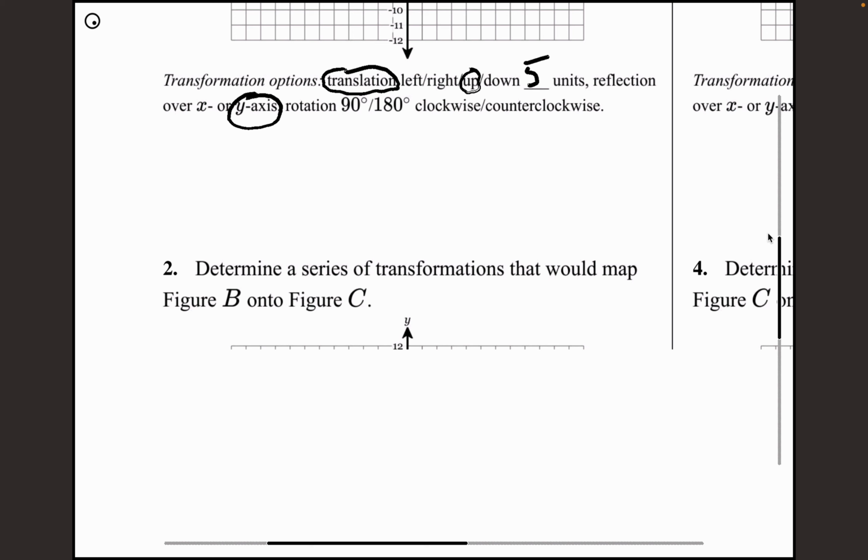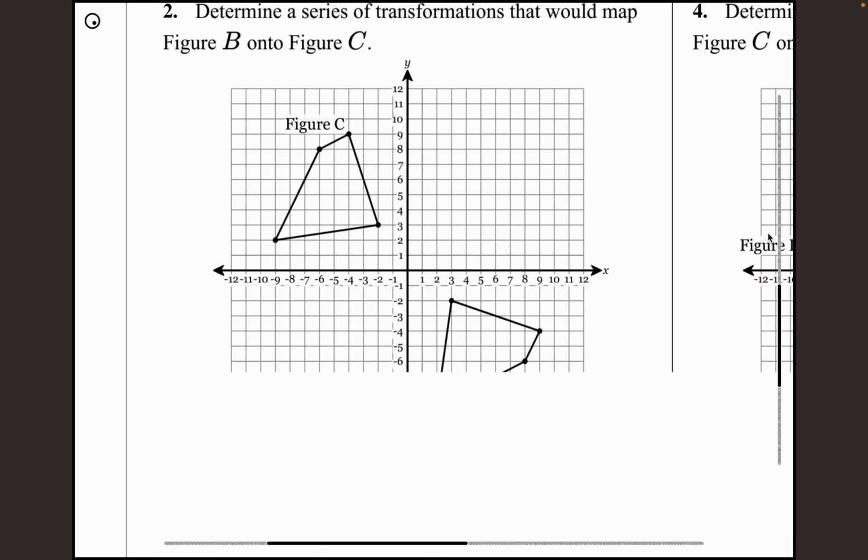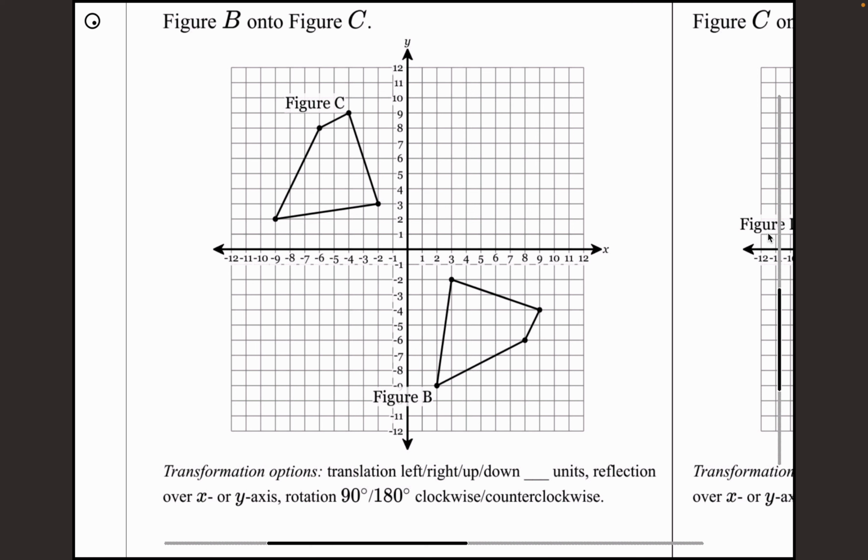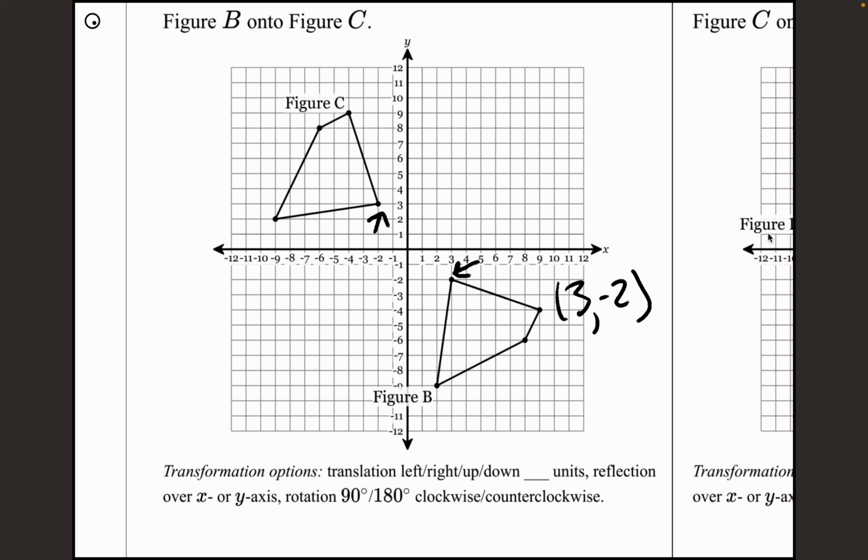Okay, let's look at this one. This says determine transformations that would map B onto C. Now, sometimes you're going to have to do trial and error, because it's not always going to be what you think it is. I'm going to choose this point right here, and that's going to be the same as this point right here. So I want you to try this one on your own. For my figure B, this point is 3, -2, and my figure C point, this one is -2, 3.